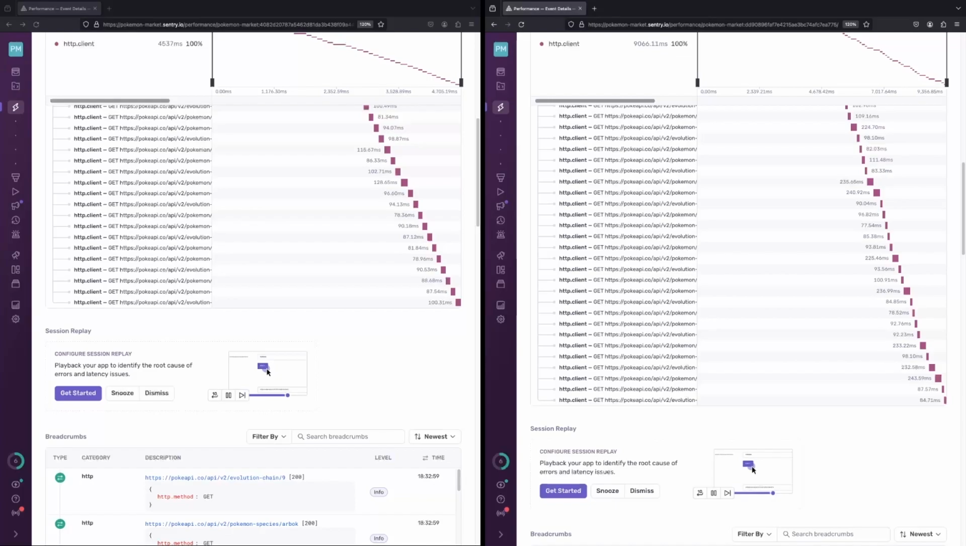From this, we can draw some conclusions. One, our change to increase the number of Pokemons on the index page is causing additional fetches for more Pokemon. And two, the fetches are happening sequentially, which means that the performance of the endpoint will scale linearly to the number of Pokemon we display.